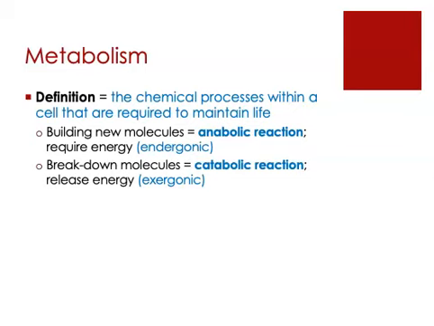If we look at all the various metabolic processes that occur in all cells, we can break them down into two really big groups. The kinds of processes that break things down and the kinds of processes that build things up. We give these two groups names. We talk about anabolic reactions and catabolic reactions.